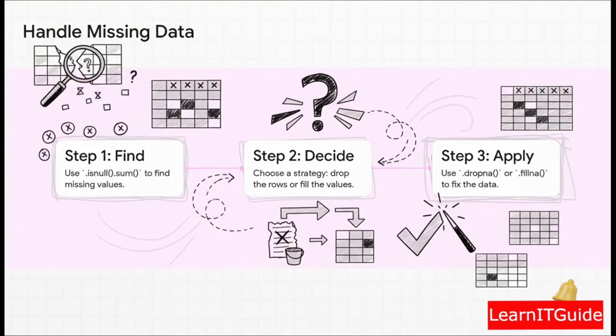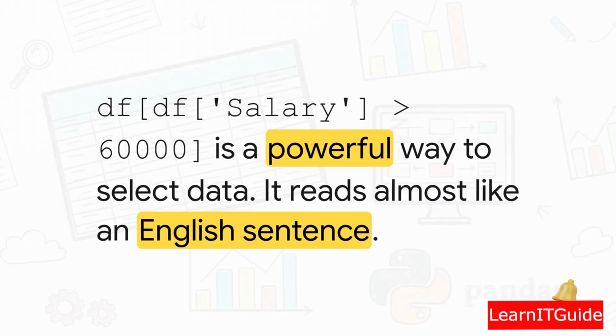You will run into missing data. It happens all the time. But don't worry, there's a standard playbook for it. Step 1, you find the empty spots. Step 2, you decide what to do. Get rid of them or fill them with something sensible. And step 3, you just apply the fix. Simple as that. Okay, filtering.